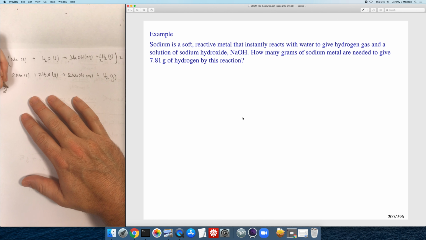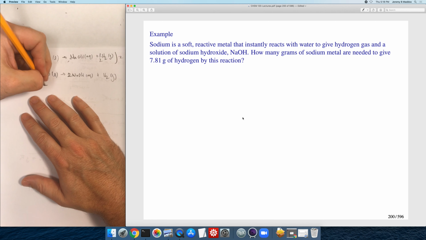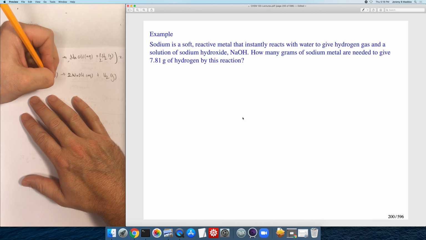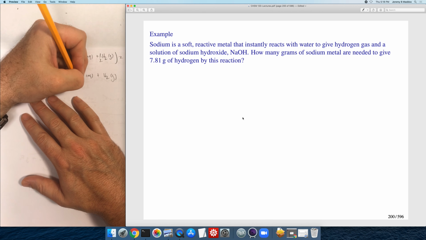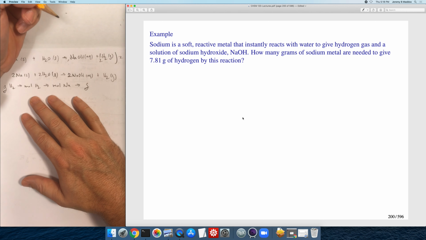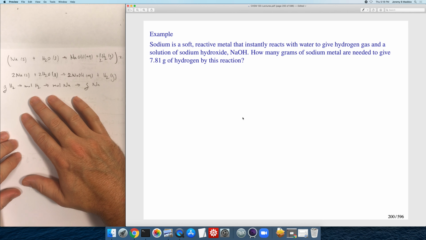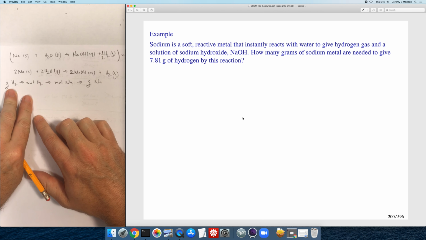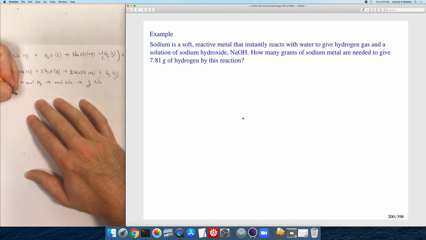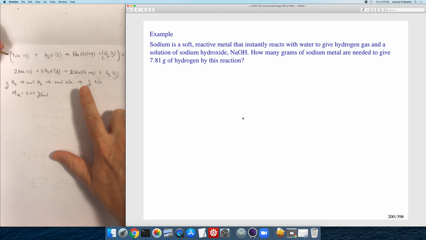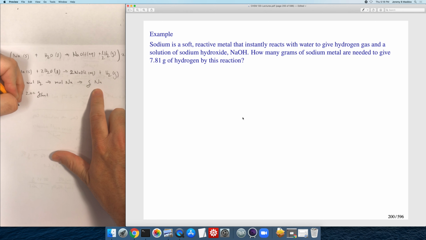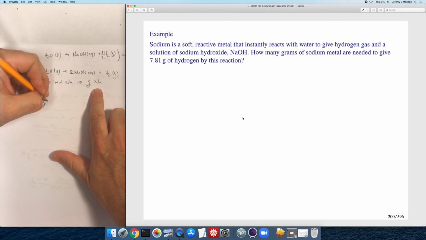And so we can think about our conversion strategy here. We're going to go from grams of hydrogen. We'll convert that to moles of hydrogen. And what they want is the grams of sodium. So we'll convert to moles of sodium and then to grams of sodium. Okay. We're going to need the molar mass of H2, which is 2.02 grams per mole. And we'll need the atomic mass of sodium, which will round to 23.0 grams per mole.